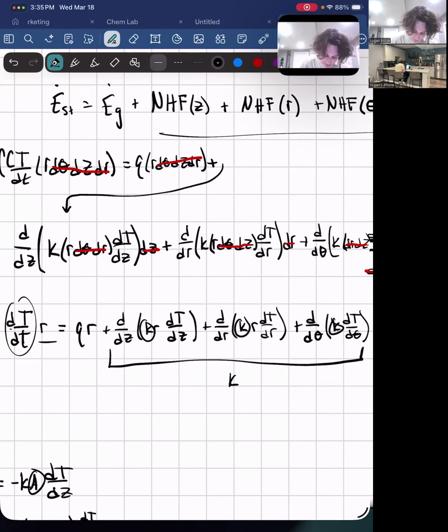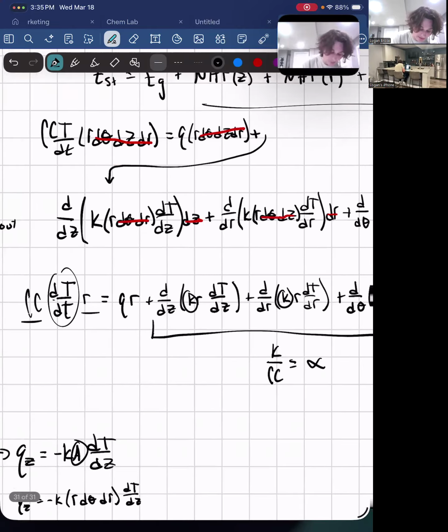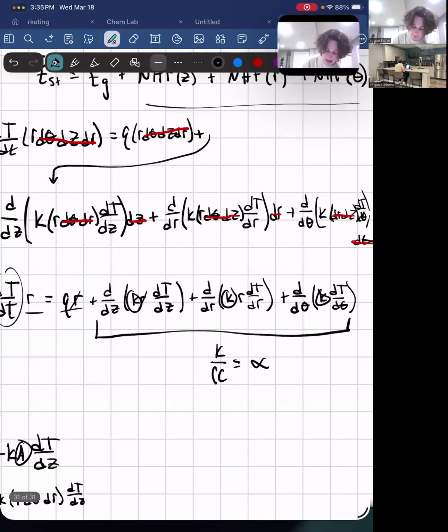Well, k over rho c, our thermal conductivity over our density times our heat capacity, that is our thermal diffusivity that we have talked about in the other videos. So I'll factor that out. And then we can divide by our r, so we can get rid of this r, we can get rid of this r, and then we will have a 1 over r on this side.